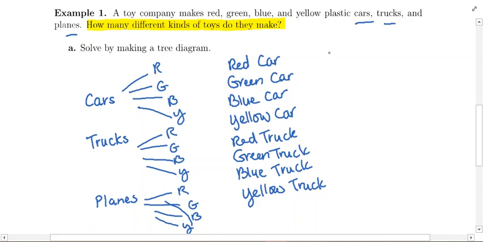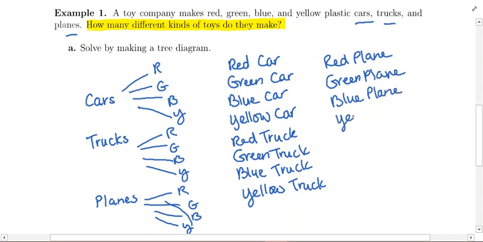So for the planes, I have a red plane, a green plane, a blue plane, and lastly, a yellow plane. Okay, so there you go. I've listed out all the different possible toys that this company can make.